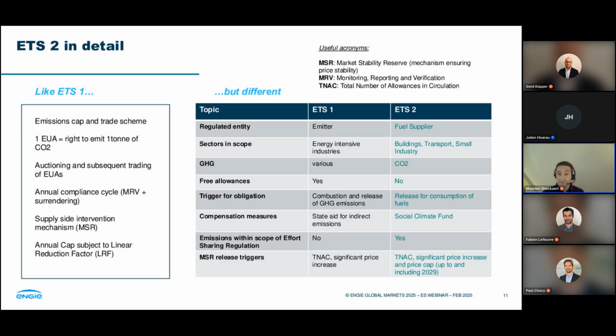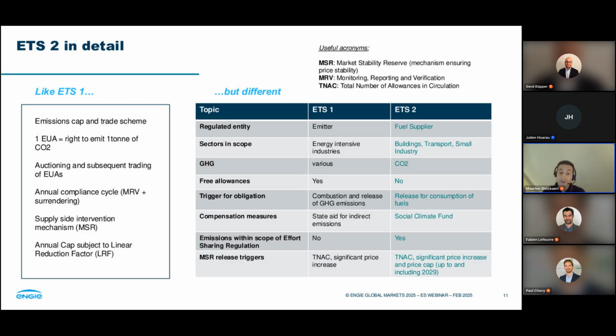There are also compensation measures under ETS2. They are not in the form of state aid, but member states will be able to draw specifically from a social climate fund to finance national support measures. ETS2 sectors are already covered by another regulation, which is the effort sharing regulation, imposing national targets upon member states.